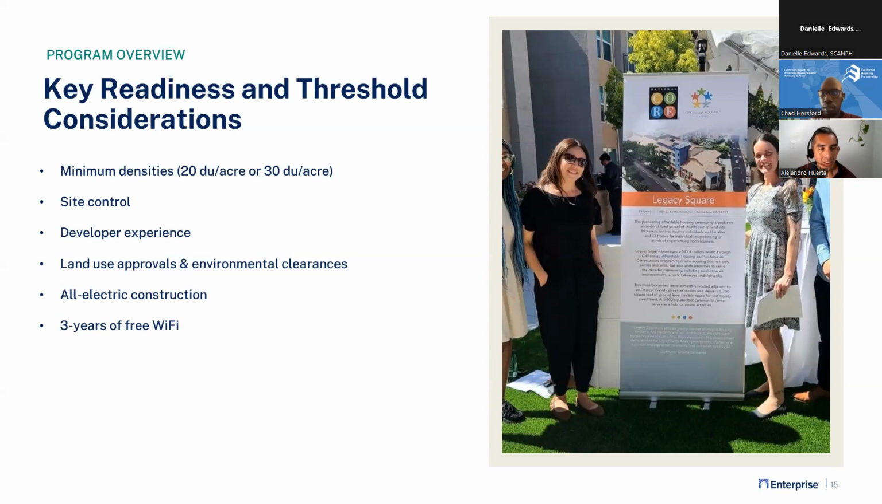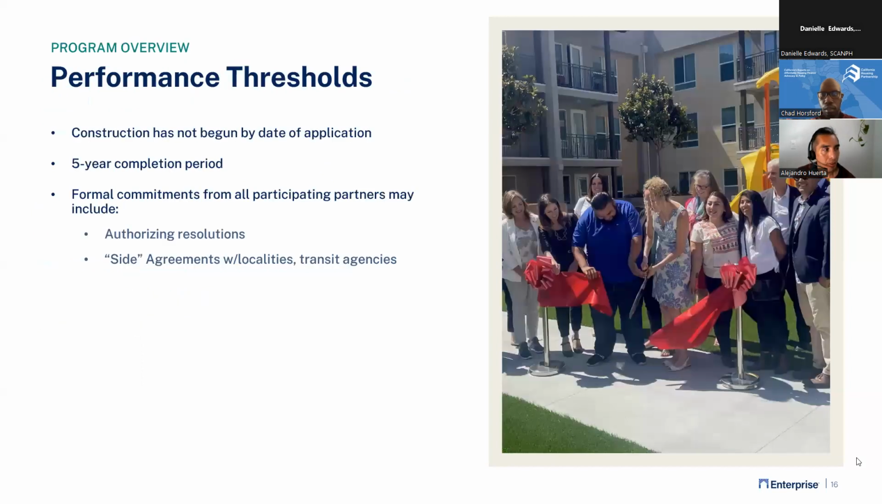And then these next 2 are newer requirements. Well, one of them is newer, the other one is not. You are also required to have all-electric construction and no gas hookups, in other words. And then, as we've mentioned before, you must provide a minimum of 3 years of transit passes. So those really are critical to determine whether or not you are ready to apply in any given round.